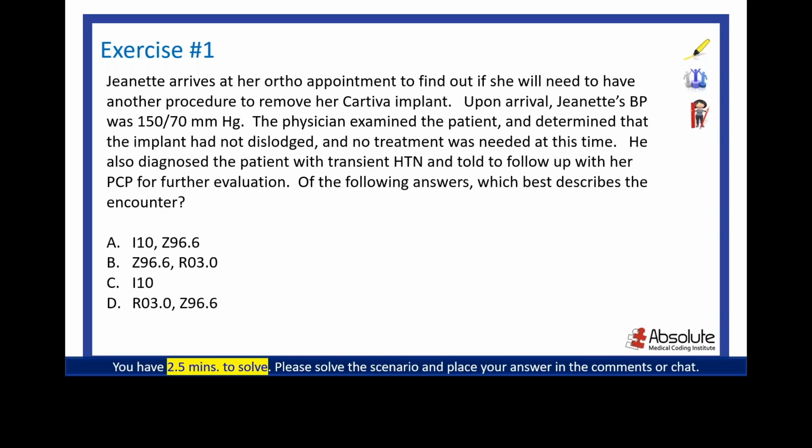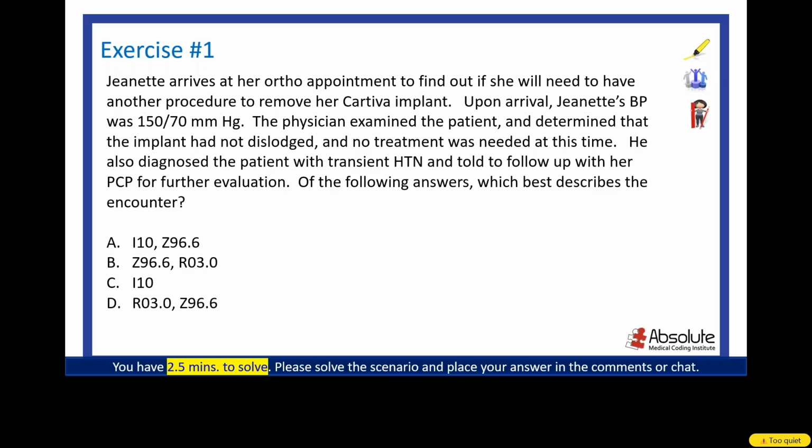Jeanette arrives at her ortho appointment to find out if she will need to have another procedure to remove her Cartiva implant. Upon arrival, Jeanette's BP was 150/70 millimeters Hg. The physician examined the patient and determined that the implant had not dislodged and no treatment was needed at this time. He also diagnosed the patient with transient hypertension and told her to follow up with her PCP for further evaluation.